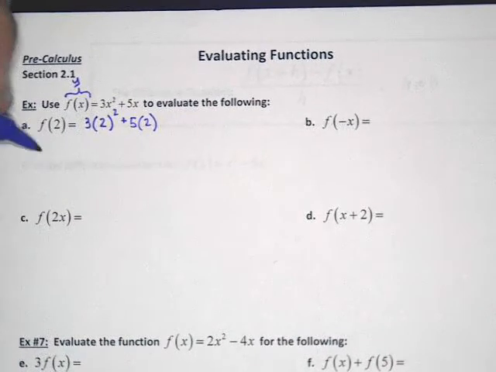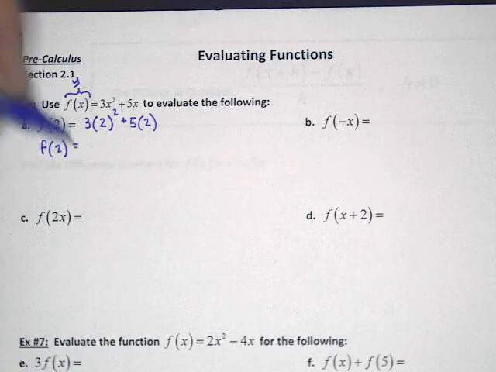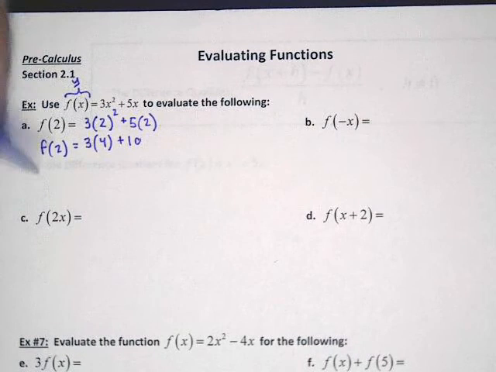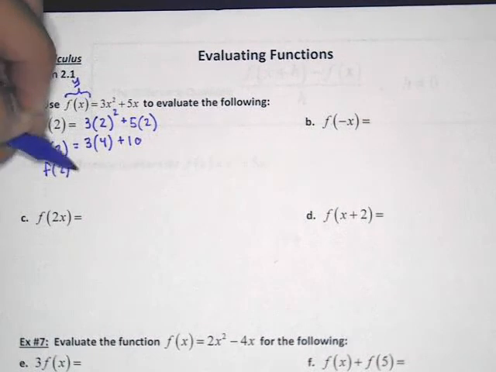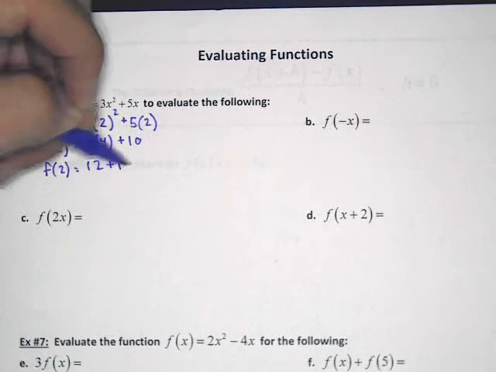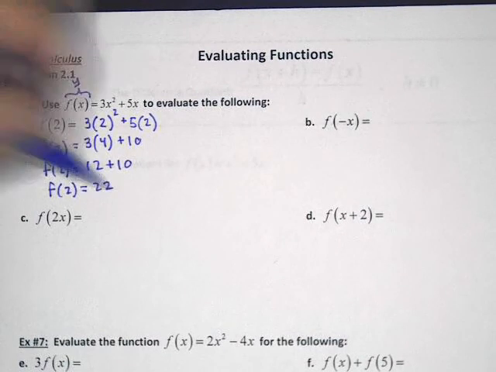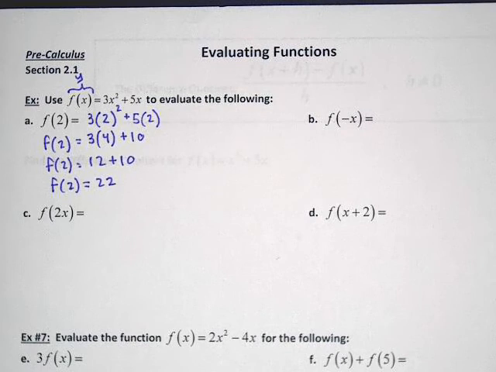Alright, as we clean this up, we say that f of 2 is now 3 times 4 plus 10, or 12 plus 10, or 22. Alright, so that's a nice one. We give you a numerical input, you get a numerical output.